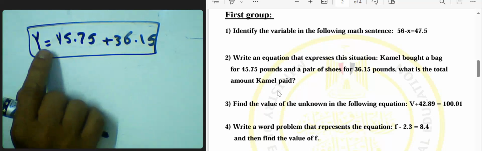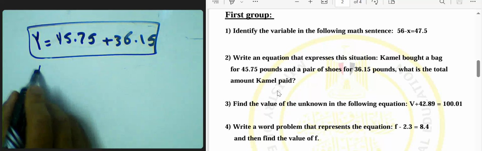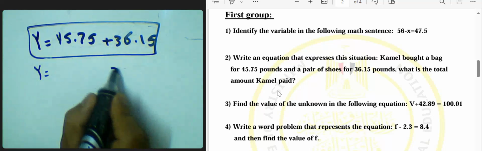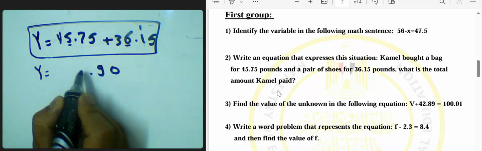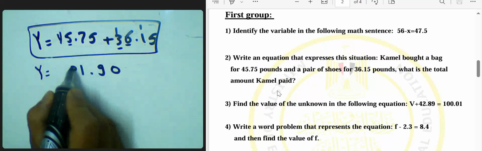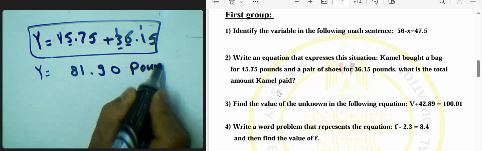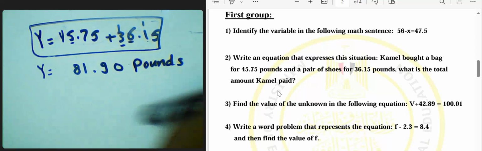I wrote the equation now and I want to solve it. To solve it I add: 5 plus 5 is 10, 0 and carry 1. 2 plus 7 is 9, and 6 plus 5 is 11, 1 and carry 1. 4 plus 4 equals 8. It's the total amount.